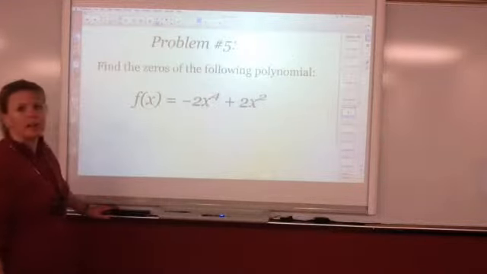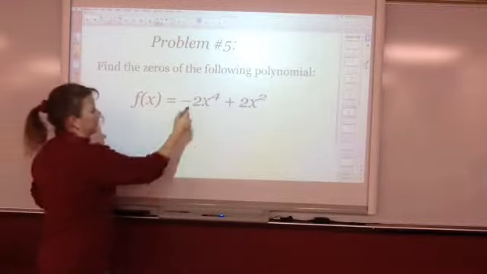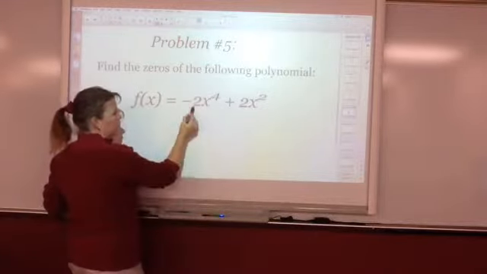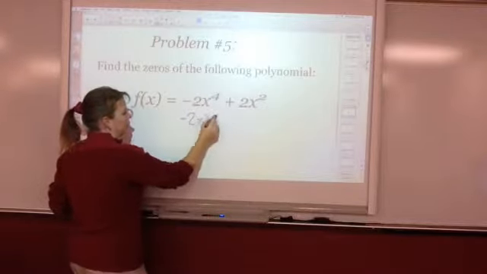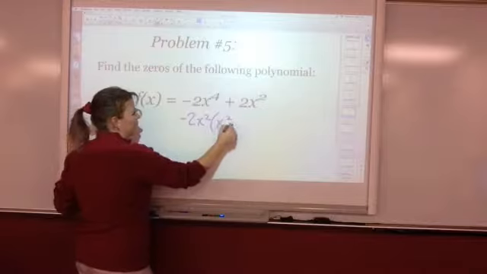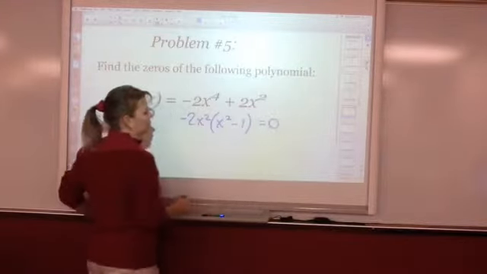Next up, problem number 5. Find the zeros of this one. Again, common factor. You don't want a negative leading coefficient, so factor out a negative 2x squared. You're left with x squared minus 1. Set it equal to 0.